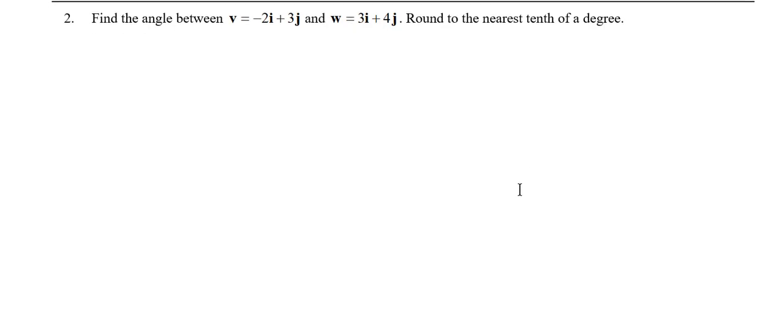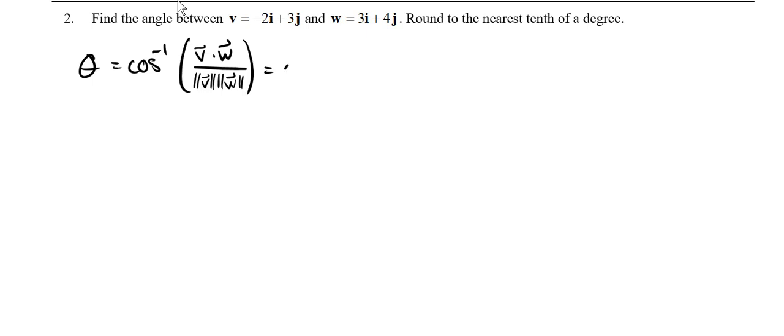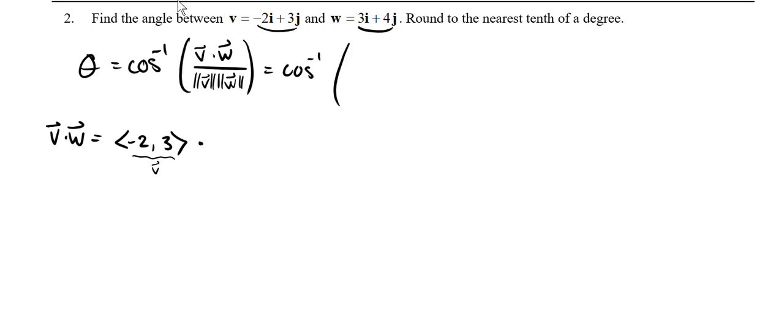Let's try an example. Let's find the angle between these 2 vectors. Let's round to the nearest 1/10 of a degree. So all we need to do is remember theta equals cosine inverse of v dot w over the product of their magnitudes. Right? So what is this? Cosine inverse of, let's work out these pieces. V dot w down here, easy enough. Remember this vector and this vector, that ij expression is the same as this for v, and this 3, 4 for w.